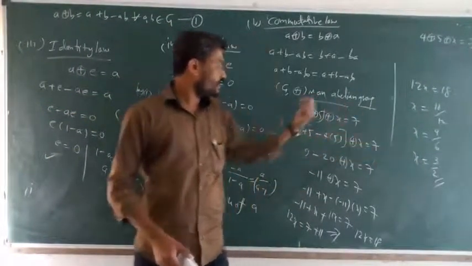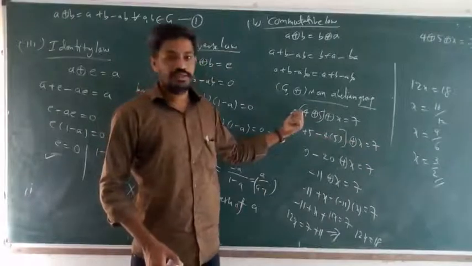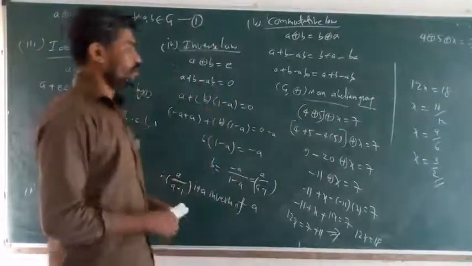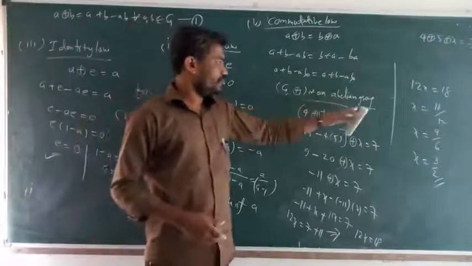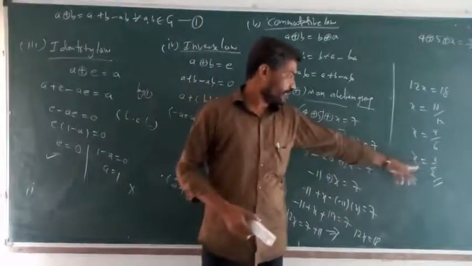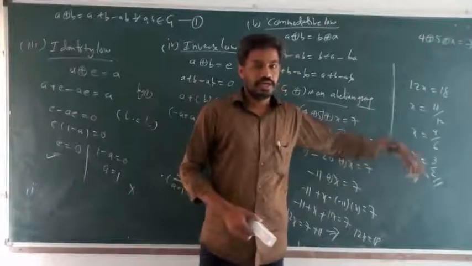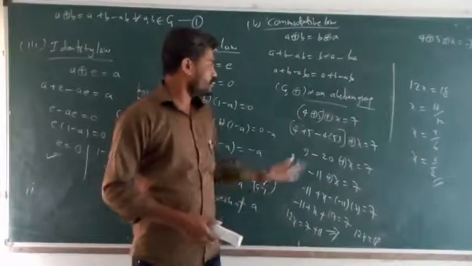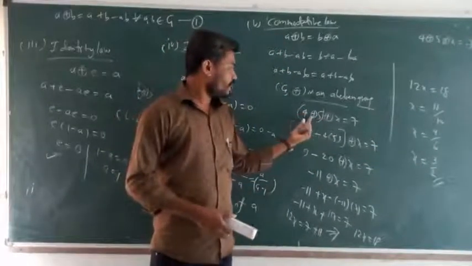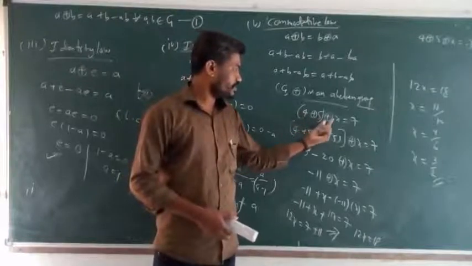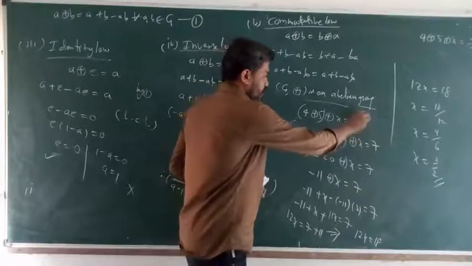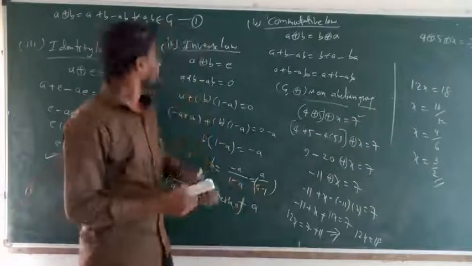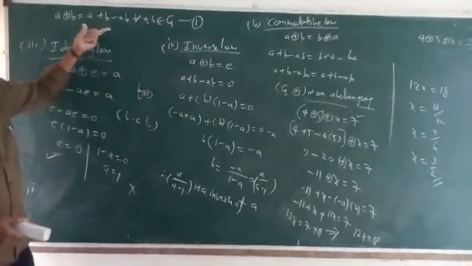It must satisfy this equation. So this is the process. First, we prove that G comma direct sum is an abelian group. After that, we can find the x value, which is 3 by 2. Another method: take the LHS part, 4 direct sum 5 direct sum x. You can substitute the x value 3 by 2 and prove that the final result is equal to 7. So this depends on this condition.